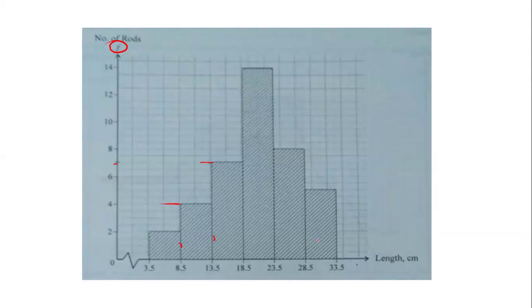Sir, excuse me, sir. The vertical axis is frequency. This is about the frequency, and this side is class. Class length in centimeters. That is class, but what do we have to use? Class boundary. Okay. Right.